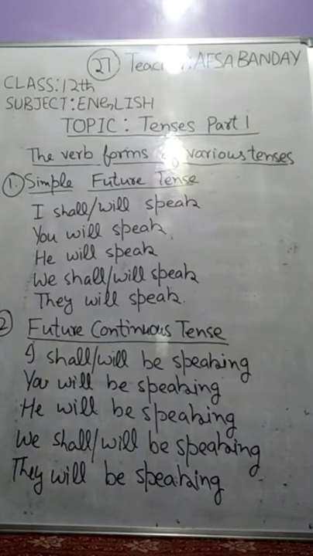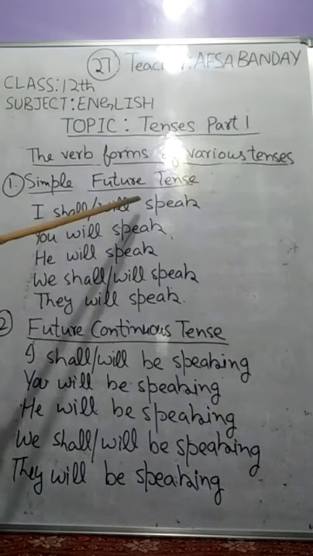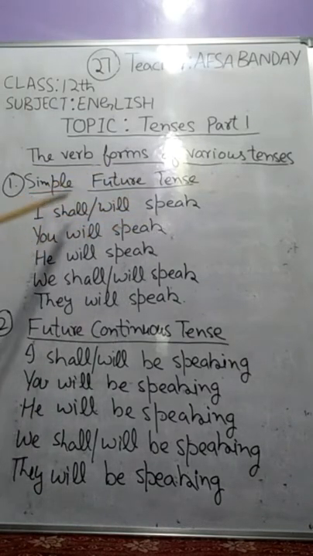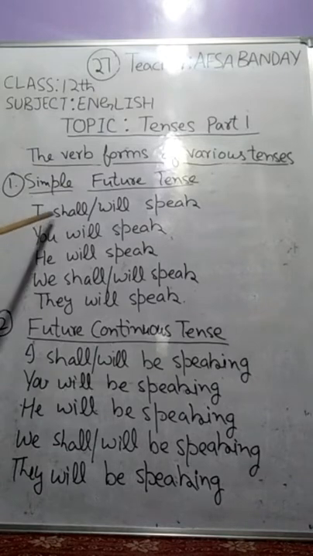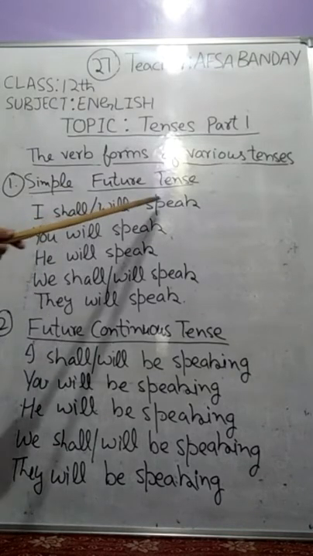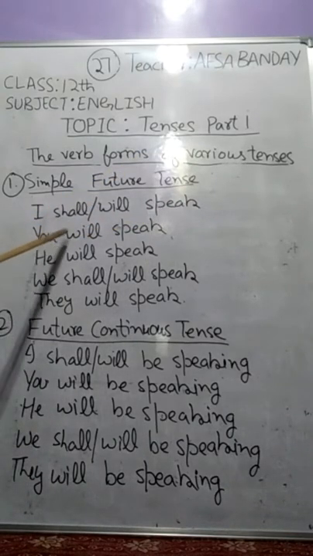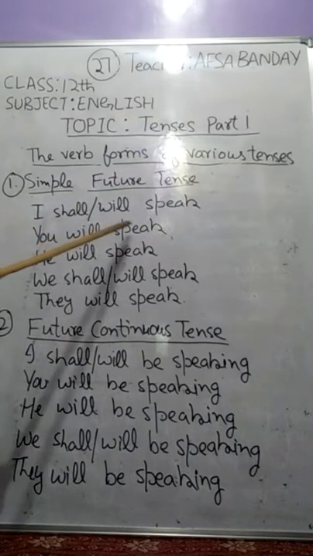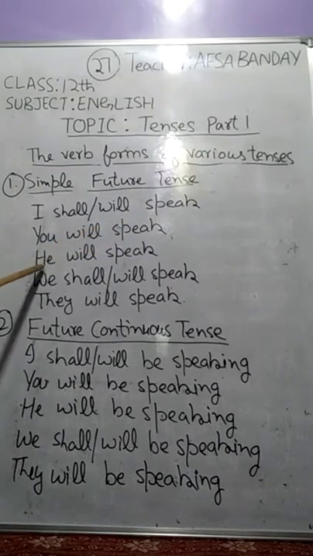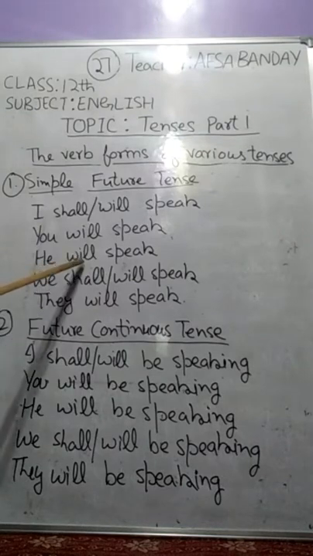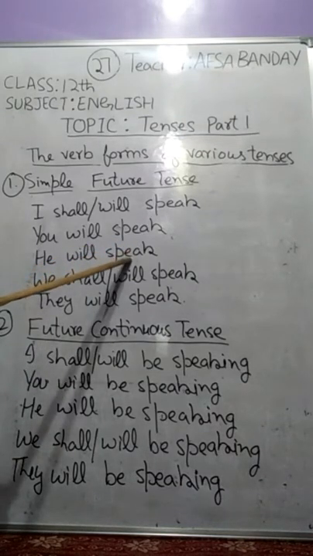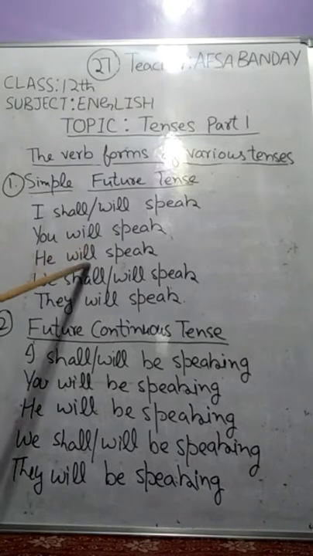Coming to the future tense, let us start with simple future tense. Here we use shall or will plus the base form of the verb. With first person pronoun I, we use shall or will plus the base form of the verb, that is speak. With you, second person pronoun, we use will, speak, base form of the verb. With third person singular pronoun he, she or it, we use will plus base form of the verb speak. So we say he will speak.